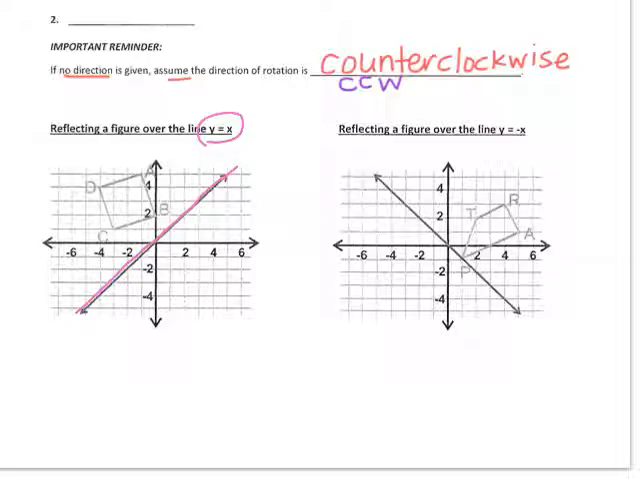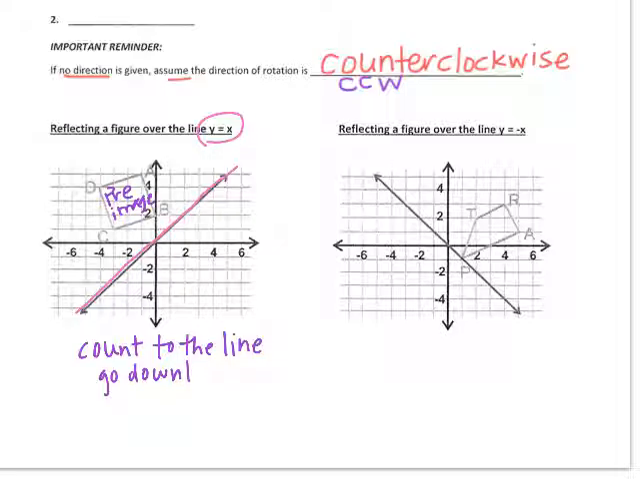So we have to remember that this is called the pre-image figure. So this is our original figure, and we are going to reflect it over this line. So the way that we do that is we count the number of spaces to the line of reflection, count to the line, and then go down the same number of units.